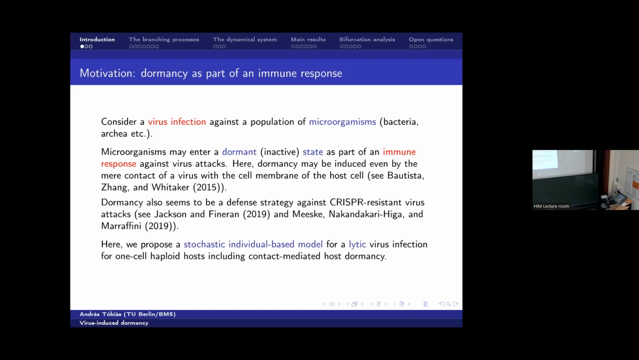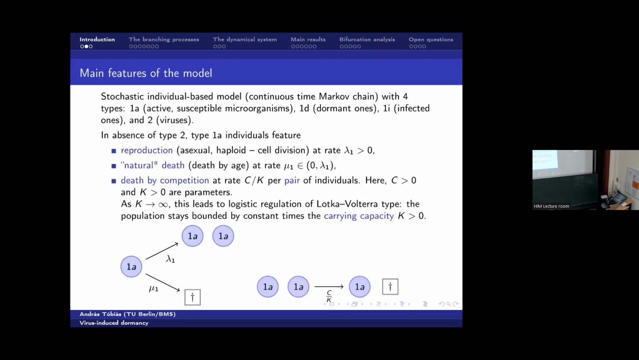And here we will propose a stochastic individual-based model for a lytic virus infection for one-cell haploid hosts, including this effect of contact-mediated host dormancy. So let's see what the model is. We have basically 4 types, and with these 4 types, we have a continuous-time Markov chain. Type 1A is the active and susceptible host. Type 1B will be the dormant host, type 1I the infected host, and type 2 is the free virus, the virion.